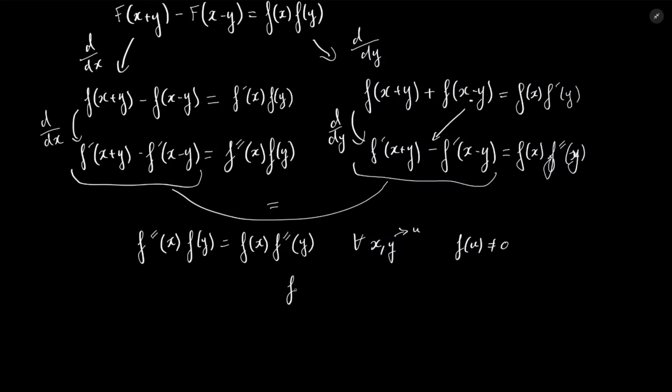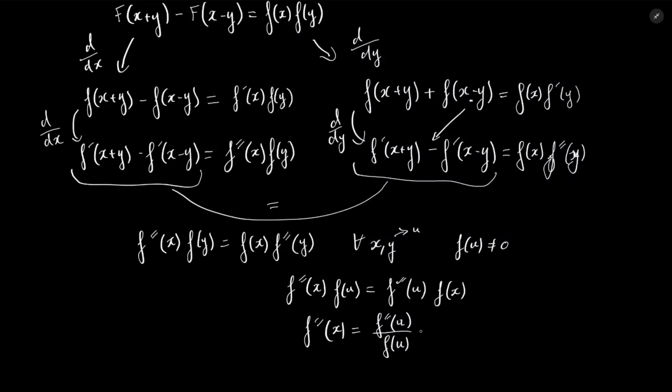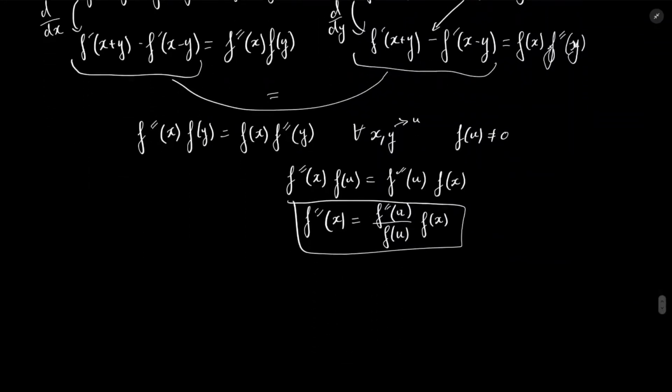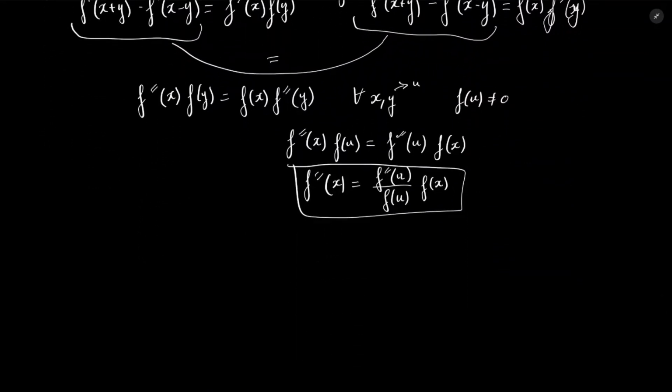So we can write that f second of x f of u is equal to f second of u f of x, or we can rewrite that as the second order derivative of f in x is equal to the second order derivative of f in u divided by f of u multiplied by f of x. And we're going to use this equation in a moment.